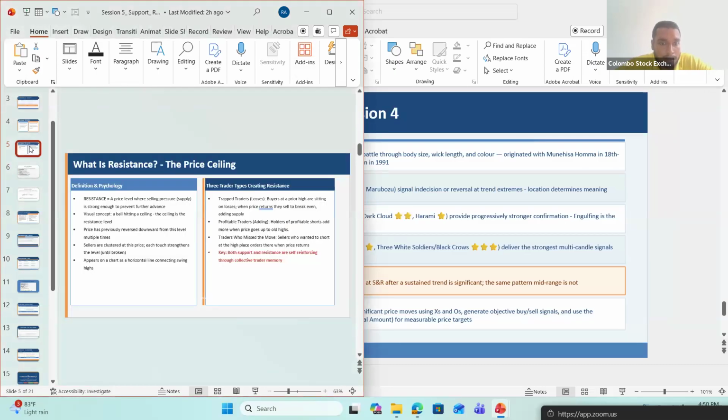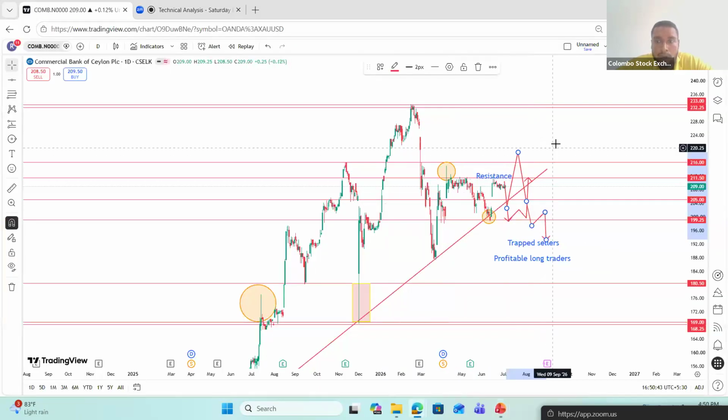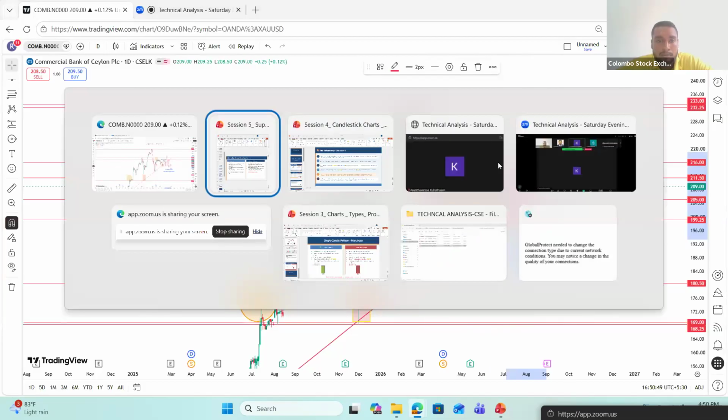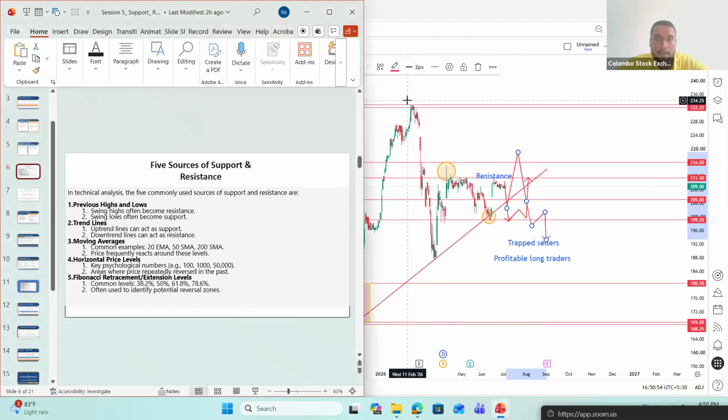We discussed resistance, right? So how can we draw support and resistance or the key levels? There are a few sources. One is a previous high or a previous low, like I drew here. And you can also draw trend lines, and a trend line like this can act as a support, right?